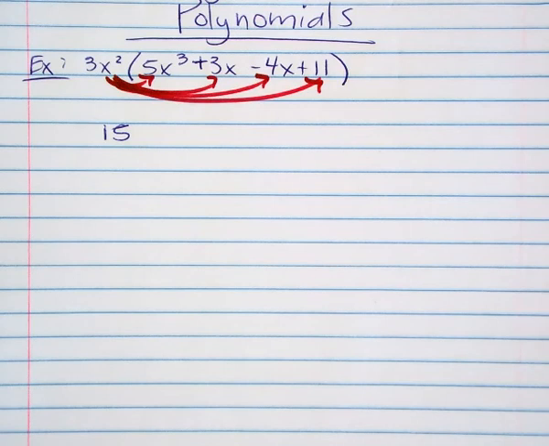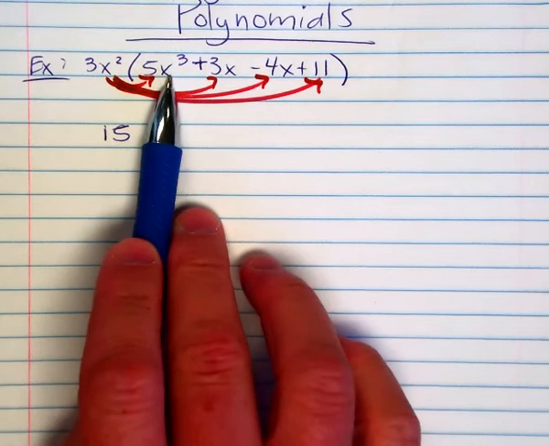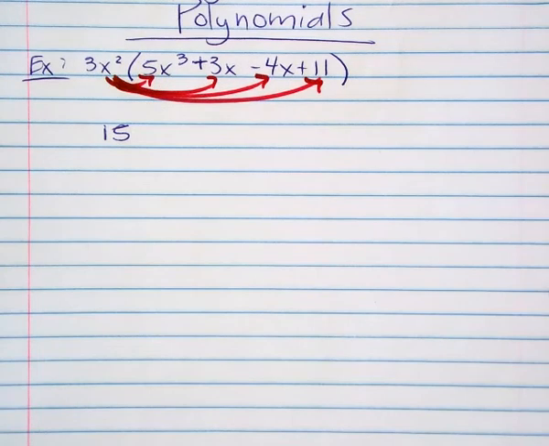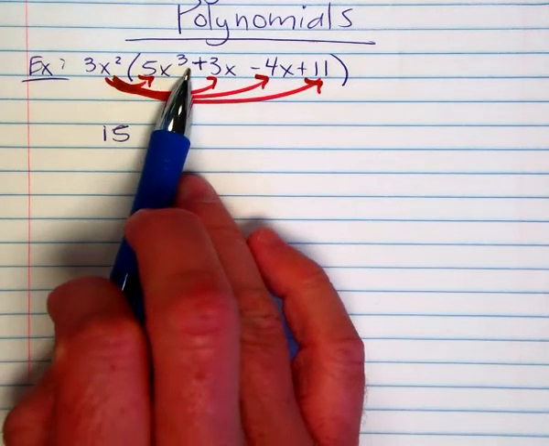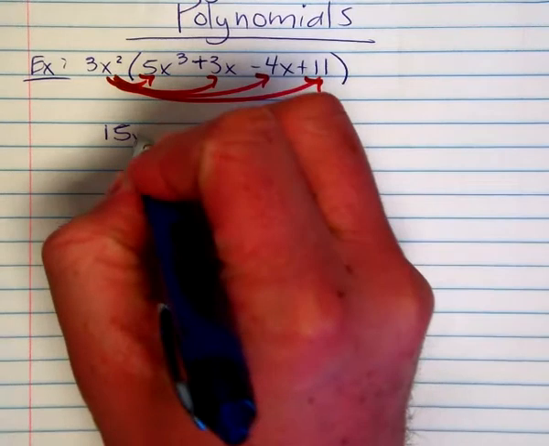We also have to remember what to do with the variables. I've got x squared and I've got x to the third. When you multiply, raise your hand if you can answer this for me. When you multiply, what do you do with the exponents? Joe? You add them? You add them, absolutely. So I have x to the second, x to the third, add them up, x to the fifth.